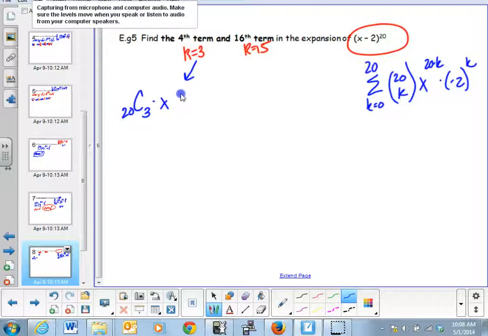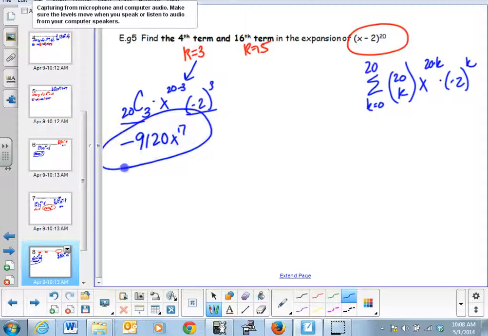Yeah, I'm good. I got a little confused for a minute, but I'm good. X to the 20 minus 3 power, which will be the 17th. So x to the 17th is my 4th term. And then it's going to be negative 2 to the 3rd power. On my calculator, I'm going to type this part and this part in, because I know what this is. I think that gives me negative 9120 x to the 17th. So here's my 4th term of my sequence.